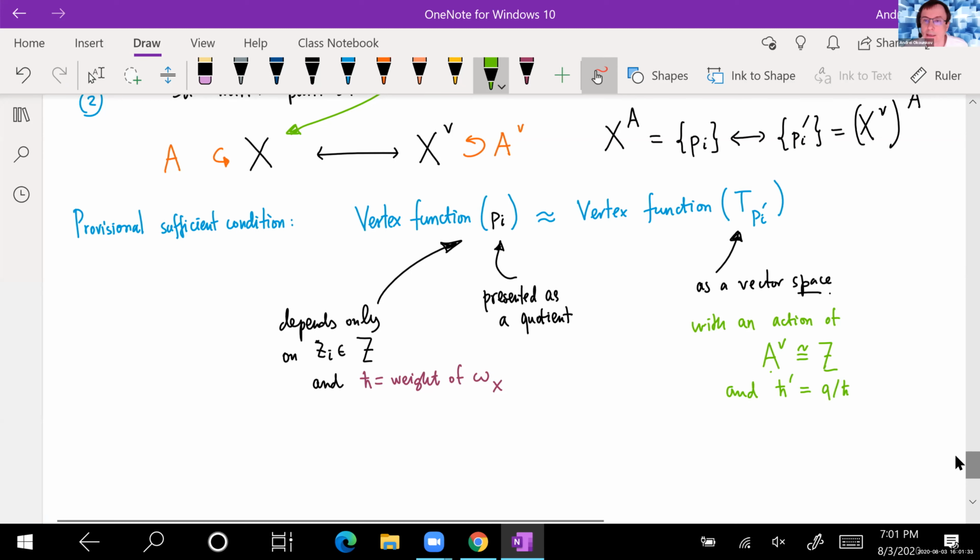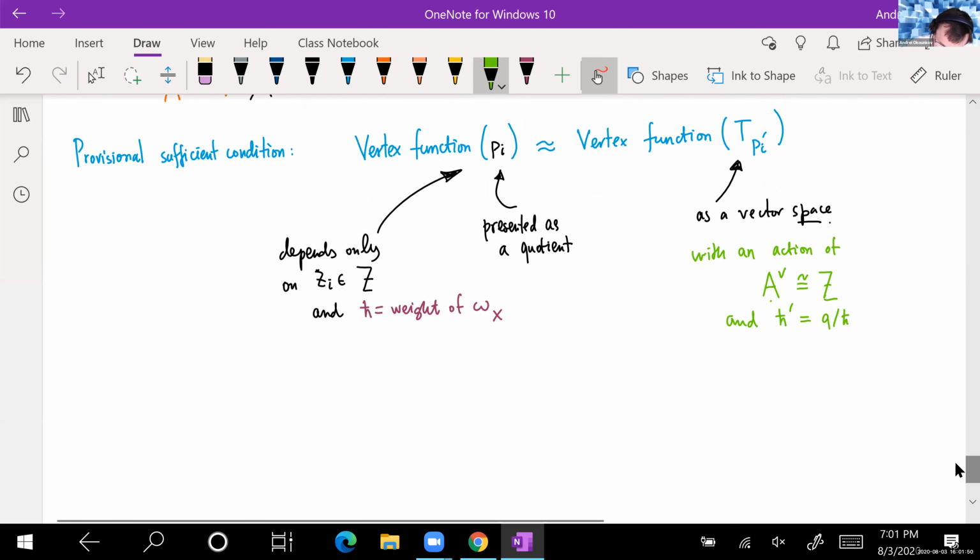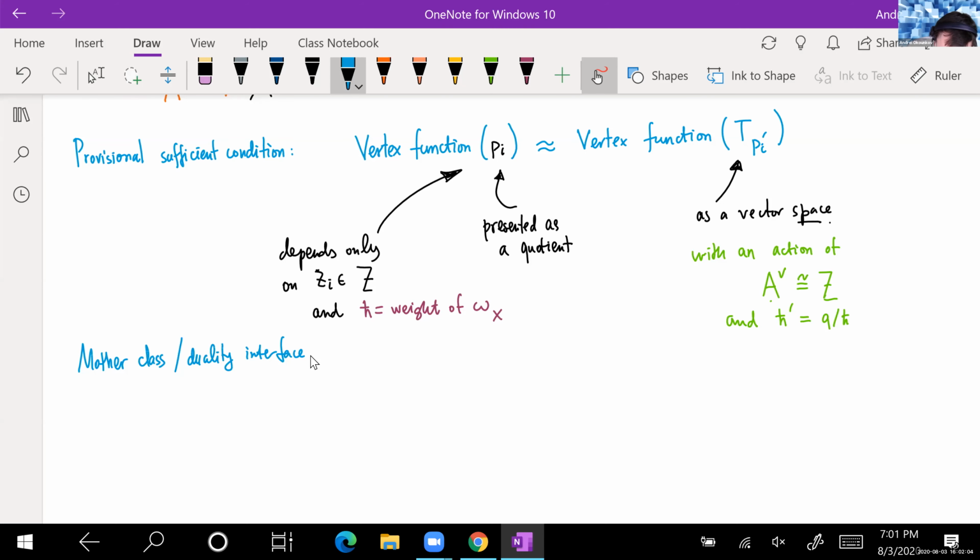So in principle, you can ask if you can find the map between K-theory classes for X and for X check. But I mean, there's better. What one would like to have is part of that construction, this construction of this mother class, or this duality interface, which is an elliptic homology class.